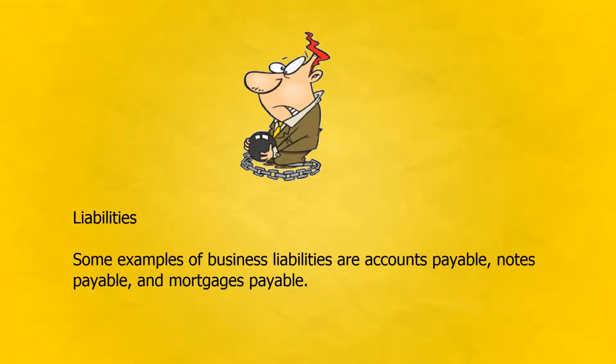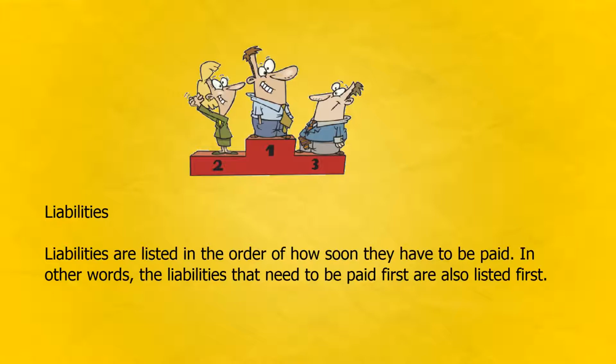Liabilities. Some examples of business liabilities are accounts payable, notes payable, and mortgages payable. Liabilities are listed in the order of how soon they have to be paid. In other words, the liabilities that need to be paid first are also listed first.